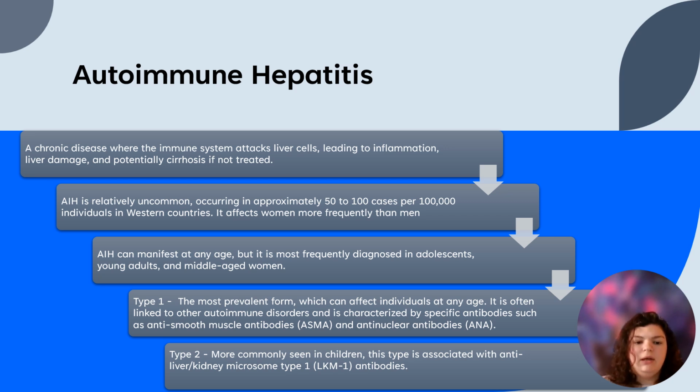This disease can manifest at any age, but is most frequently diagnosed in adolescents, young adults, and middle-aged women. There are two different types of autoimmune hepatitis. The first type is the more prevalent form, which can affect individuals at any age and is often linked to other autoimmune diseases and is characterized by specific antibodies such as anti-smooth muscle antibodies and anti-nuclear antibodies.